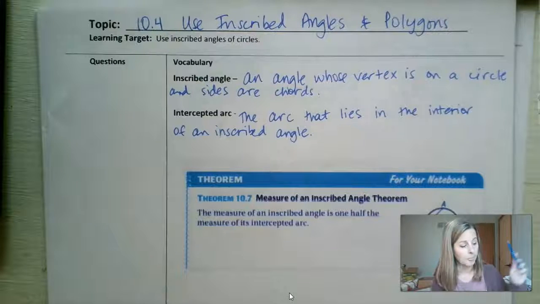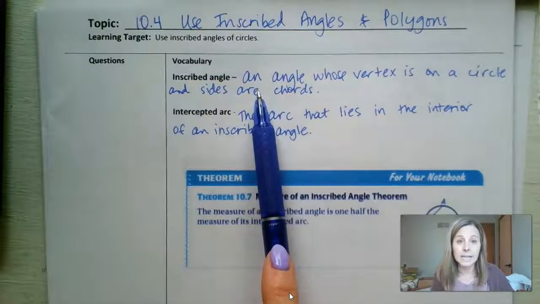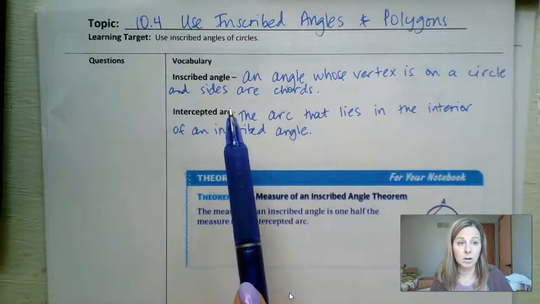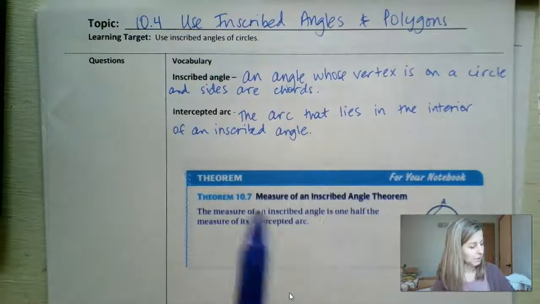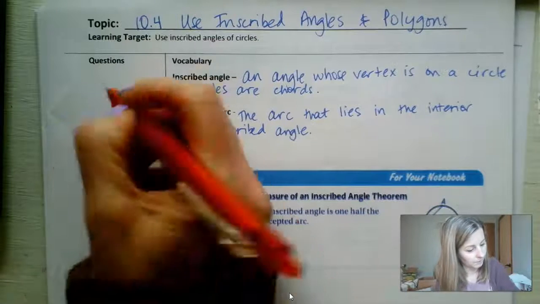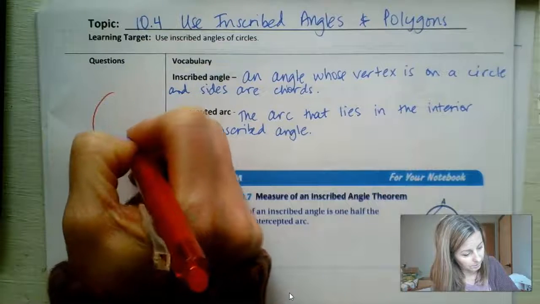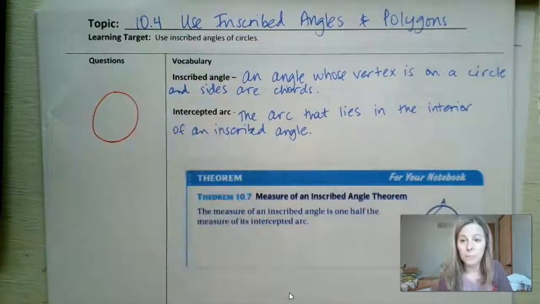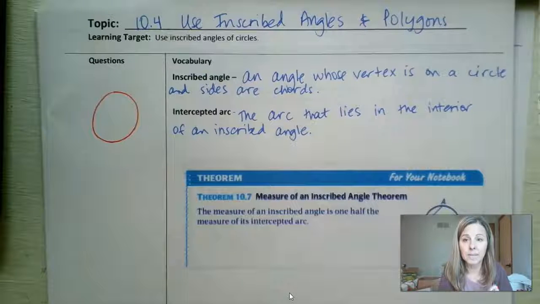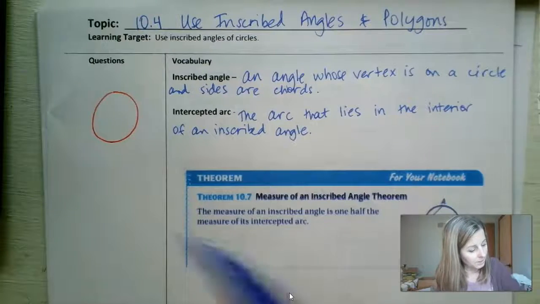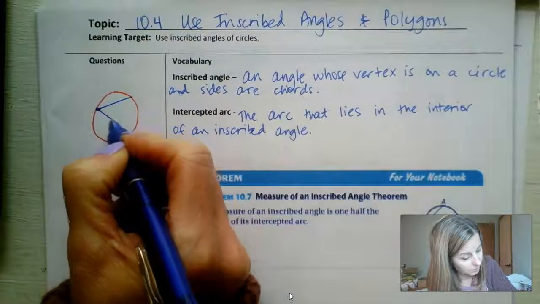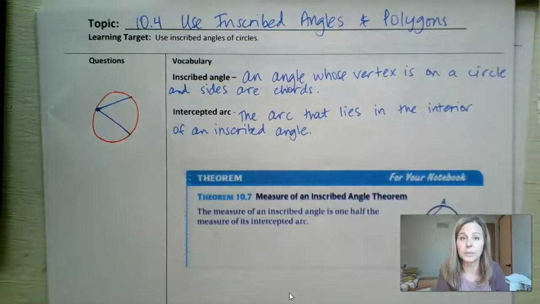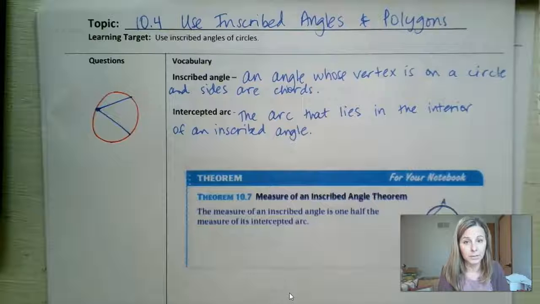An inscribed angle is an angle whose vertex is on a circle and whose sides are chords. So we take a circle, and the angle is on the circle itself. So your inscribed angle might be like right here. Like I might have a chord going over here and a chord going over here. So that blue angle I just drew is inscribed.